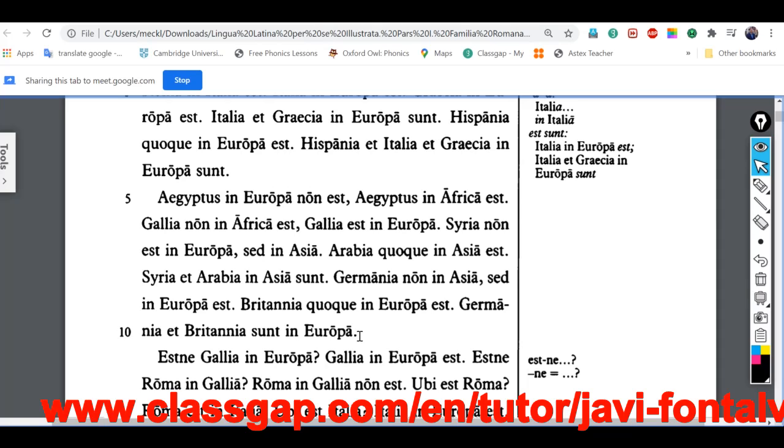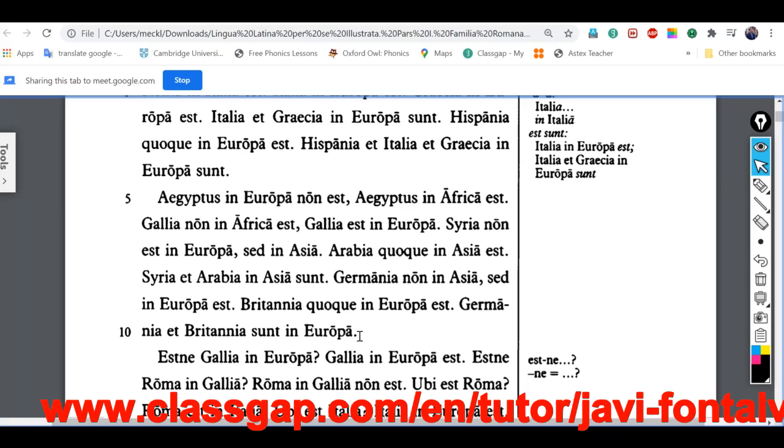Okay, the letter Y, as in Spanish we call it Y for a reason, because it comes from Greek. So this has a different pronunciation to the letter I. It's like a French U. So it's Aegyptus. But don't worry, at the time many people would make this mistake because this is considered a foreign word. It's actually a Greek word that was introduced into Latin. Interesante, no lo sabía. Entonces sería Aegyptus. Egyptus in Europa non est. Egyptus in Africa est.